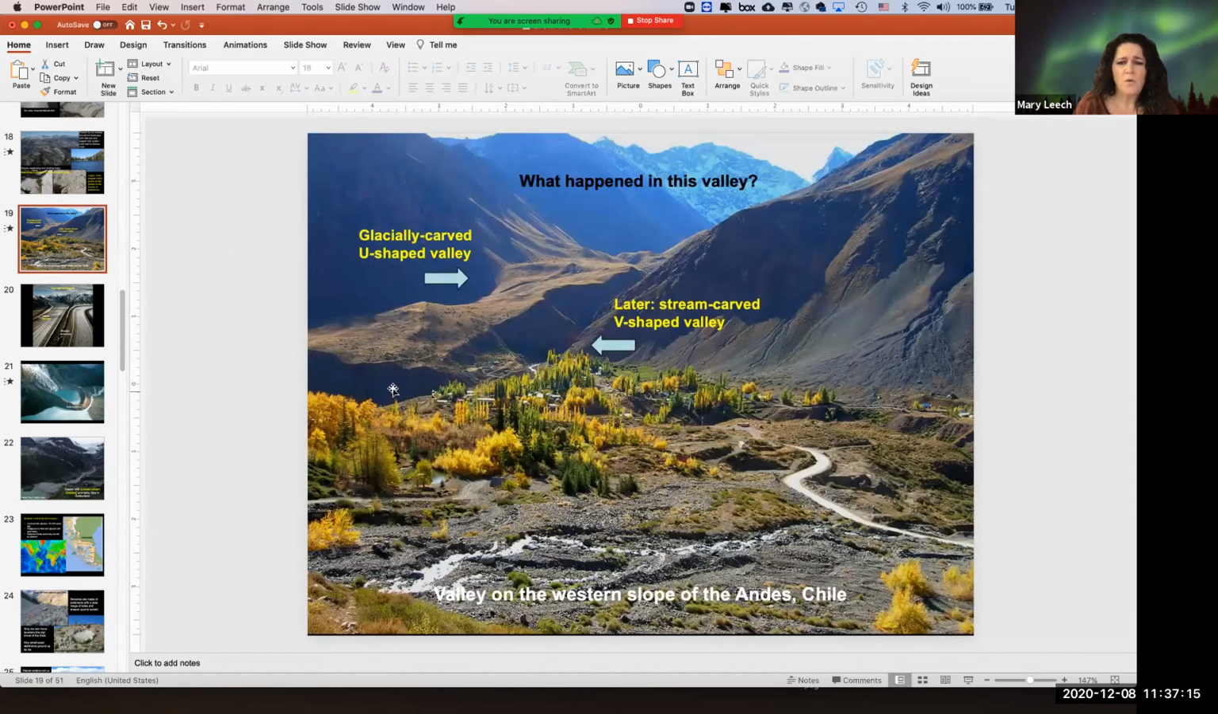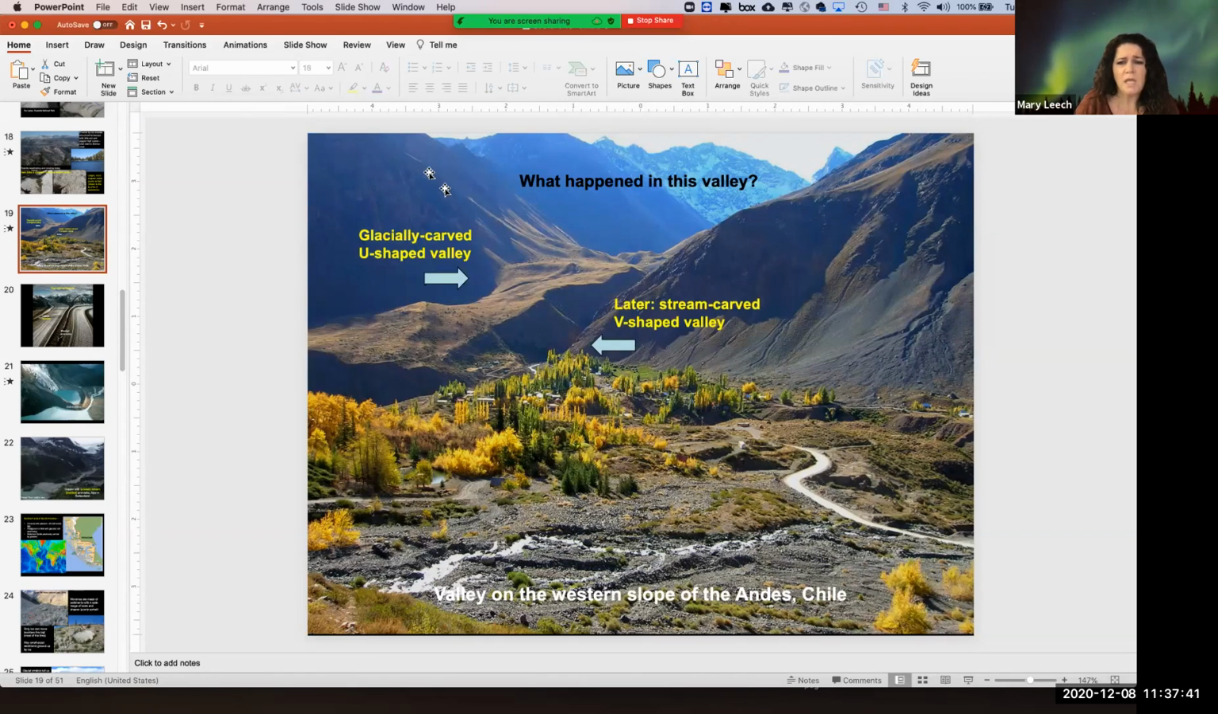Okay, so here is, I shouldn't say, I have a question for you. So this is in the Andes. I guess it's already labeled, so I'll just explain. So what happened here? There's a couple of episodes in the geologic history of this area that you can tell from the picture.